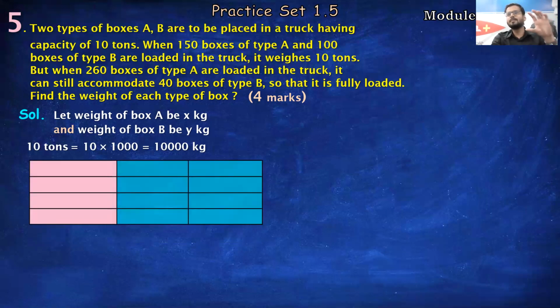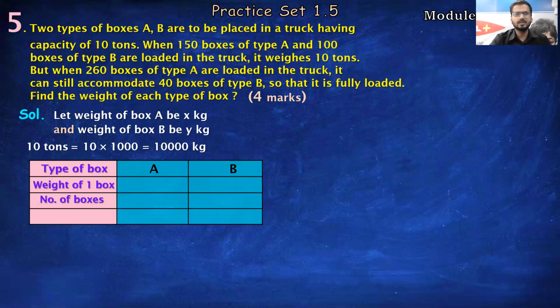Now you don't have to make this table in your exam, students. This is just for an understanding purpose. Okay. Let us see. Now let us say the weight of the first box and the number of boxes. So let us say type A box, its weight we have assumed as x, and type B, the second box, I have assumed as y.